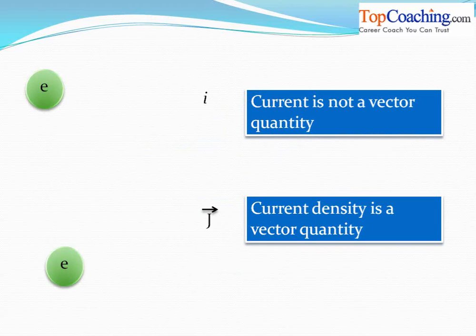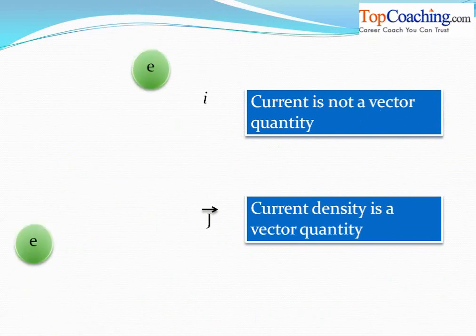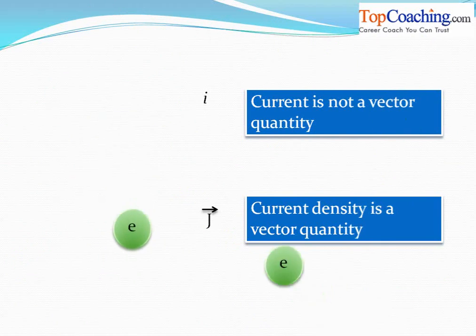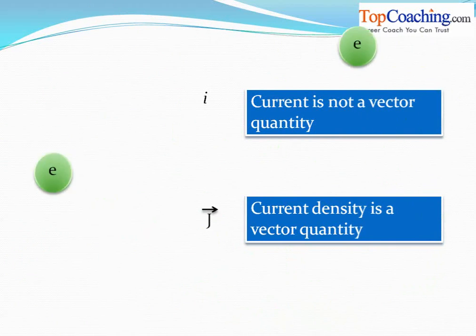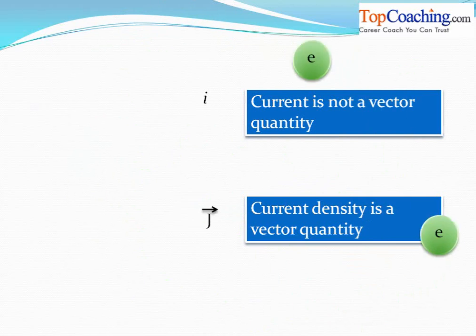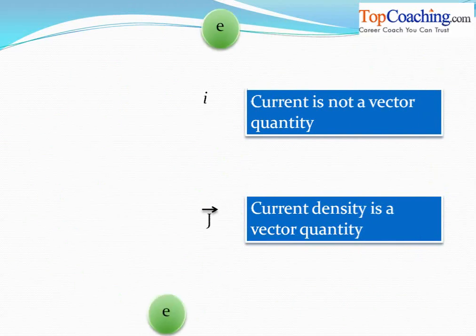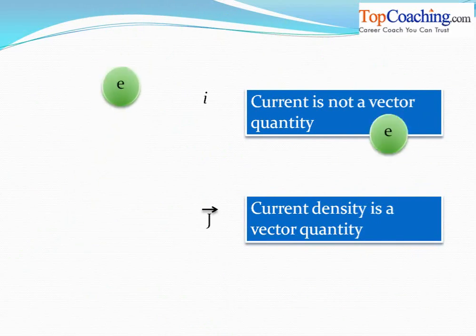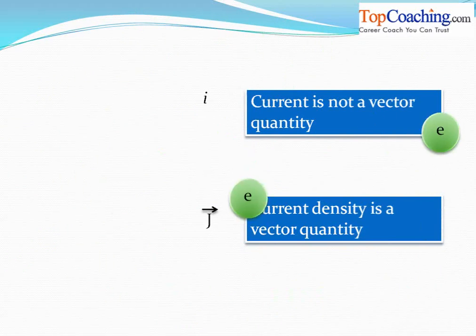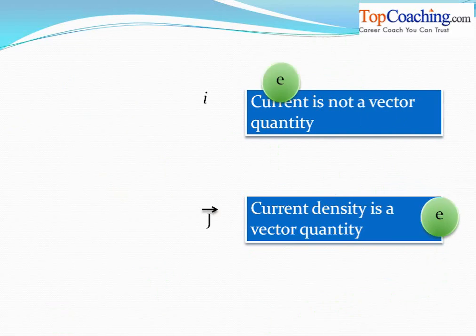One more interesting fact that you must remember for objective type questions is that current is not a vector quantity, but current density is a vector quantity. Now current also has direction, isn't it? After all, when we say that current is flowing through a wire, the current is flowing in a certain direction. Still, we do not consider current to be a vector quantity. On the other hand, current density is always considered to be a vector quantity.